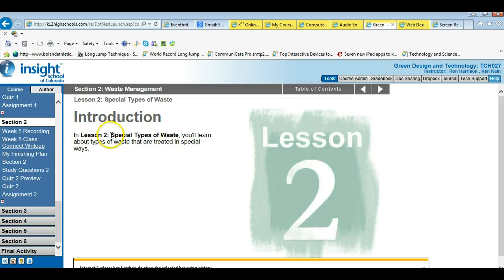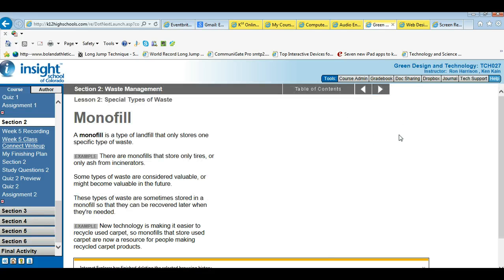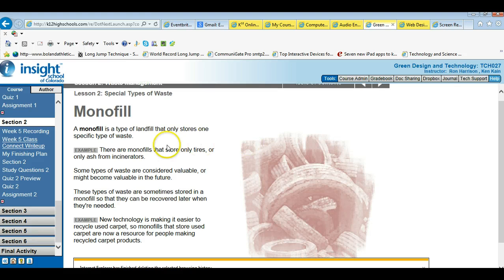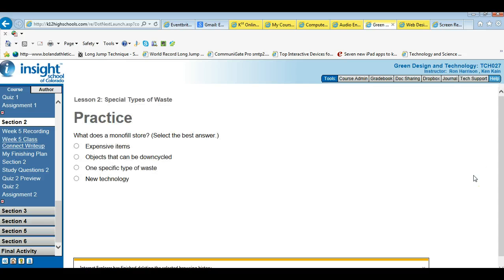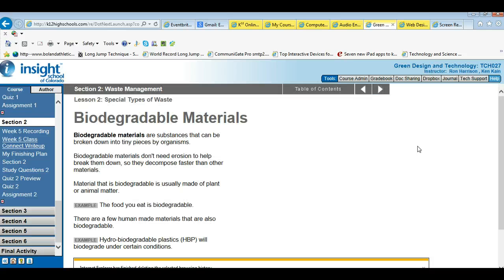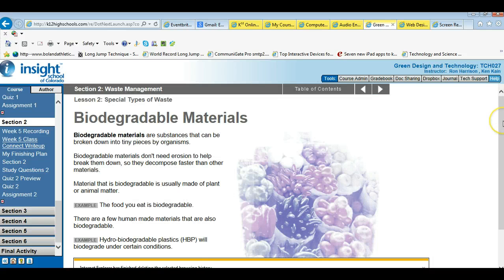Okay, now lesson 2, we're going to talk about special types of waste and how certain things have to be cared for differently from the waste that we normally think about. Monofill is a landfill that just stores one type of waste. So you could have a landfill just for tires, a landfill just for ash from incinerators. You'd have a medical landfill that only takes unused prescription pills and syringes and things like that. So there are specific landfills rather than just the general landfills that most of us are used to seeing.